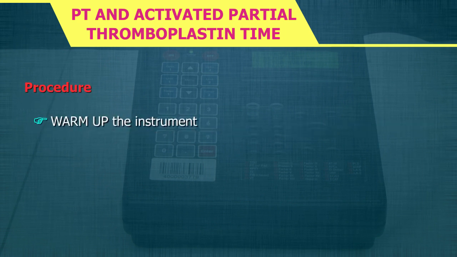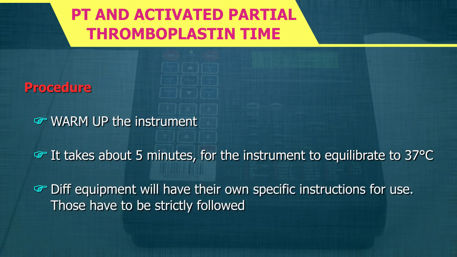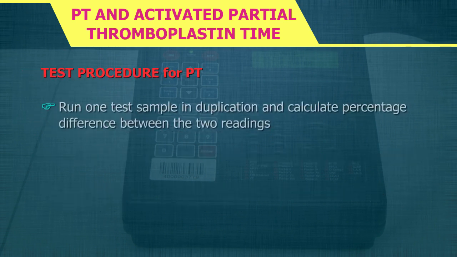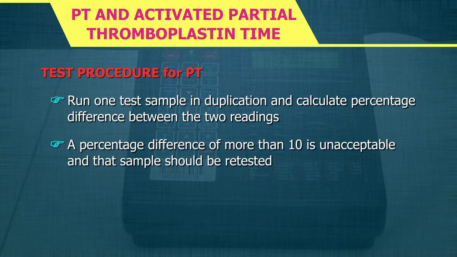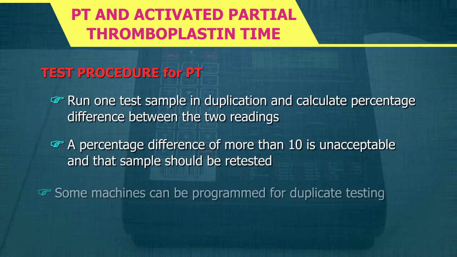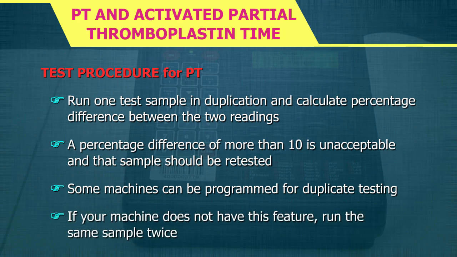Warm up the instrument. It takes about 5 minutes for the instrument to equilibrate to 37 degrees Celsius. Different equipment will have their own specific instructions for use. Those have to be strictly followed. The test procedure for PT: run one test sample in duplicate and calculate the percentage difference between the two readings. A percentage difference of more than 10 is unacceptable and that sample should be retested. Some machines can be programmed for duplicate testing.